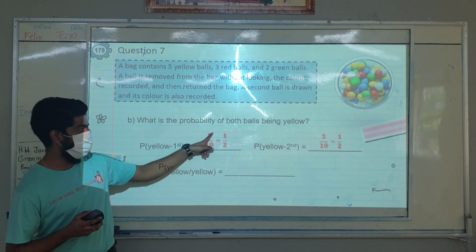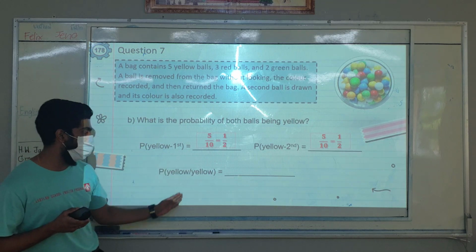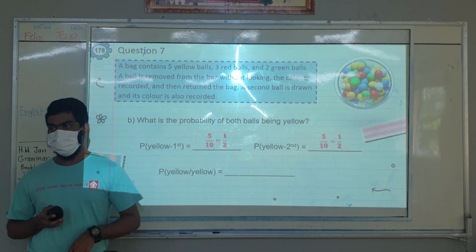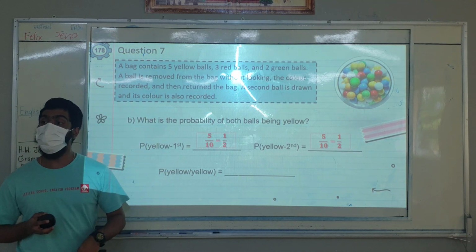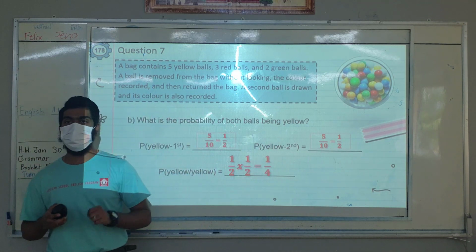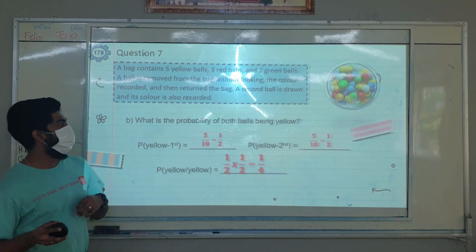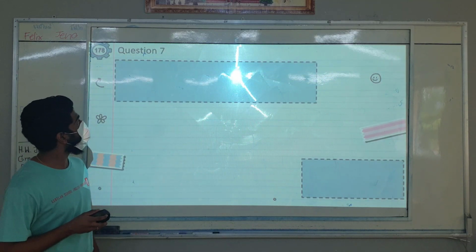So when we simplify 5 over 10, we have 1/2, right? So what would be the probability of yellow and yellow? 1 over 4. Excellent. So we take 1 over 2 times 1 over 2, which will give us 1/4. Now understand that? We will answer the next question.